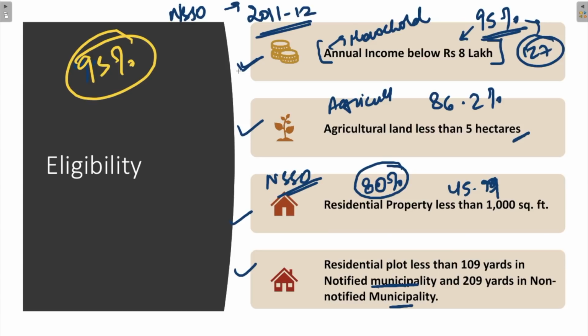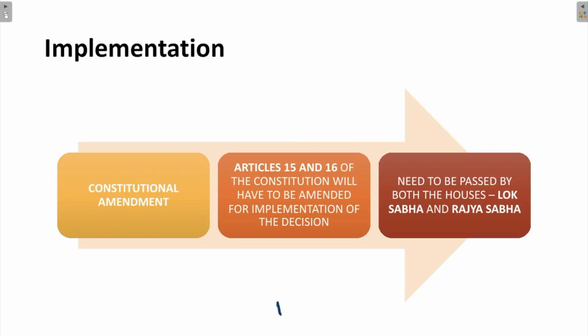So if the people of the general category, the economically weaker sections of the society, comply with this eligibility criteria, they would be eligible for the 10% reservation in the employment and the education sector. Now, as of the date, that is 10th January 2019, this bill has been passed by both Lok Sabha and Rajya Sabha. Now we'll see how the implementation will go through.